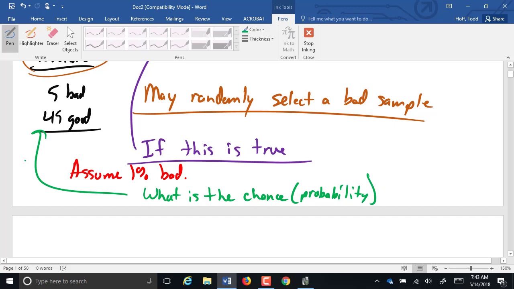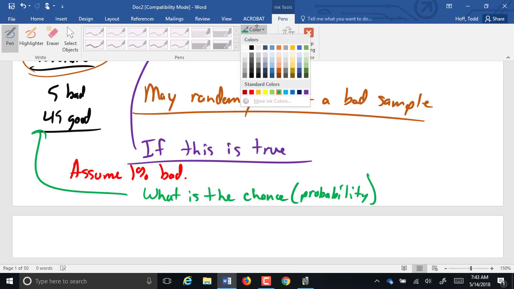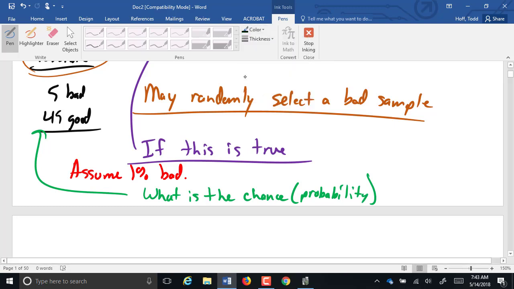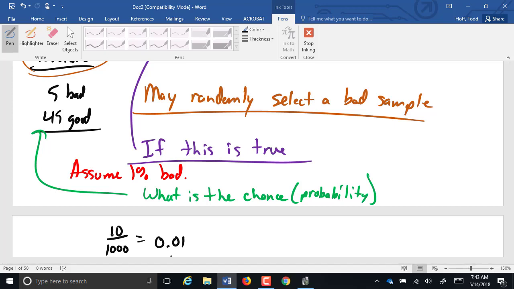Well, it's probably pretty low. I could actually do the probabilities for you, but I don't want to. That would be a huge jump right now. To select a certain number of bad ones, the probability of selecting a bad one for each one, well, there's 10 bad parts out of 1,000, right? So that's 0.01. So the probability of randomly selecting a bad part is 1%, because 1% of them will be bad.